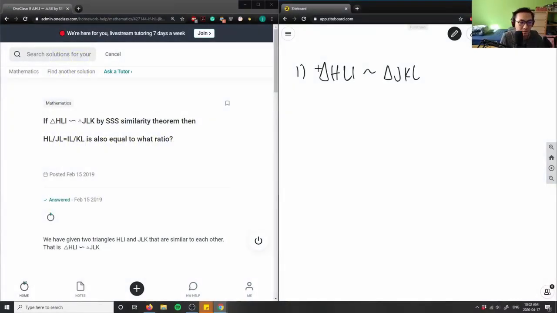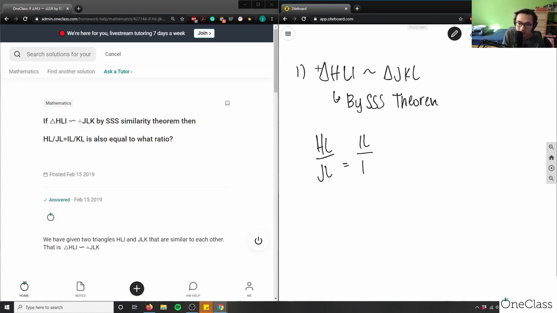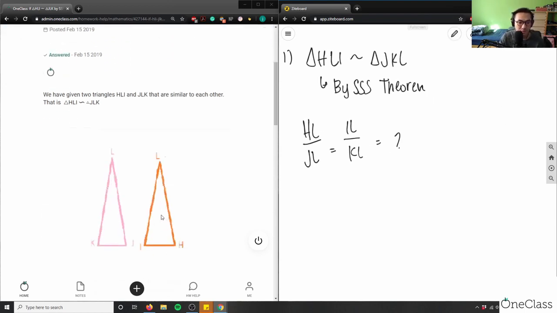By SSS theorem, which is the side similarity theorem. So this ratio, by SSS theorem, HL over JL is equal to IL over KL is equal to what ratio? Let me draw out the two triangles for you. I think they drew it out as well, and I'll show you how they drew it out.